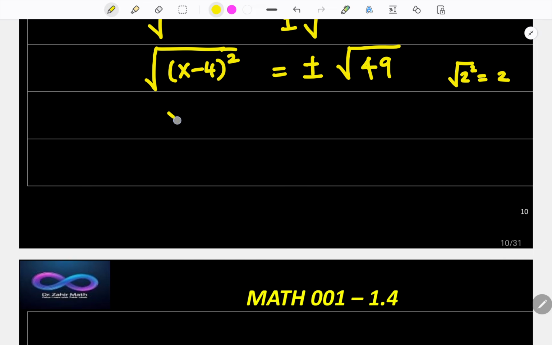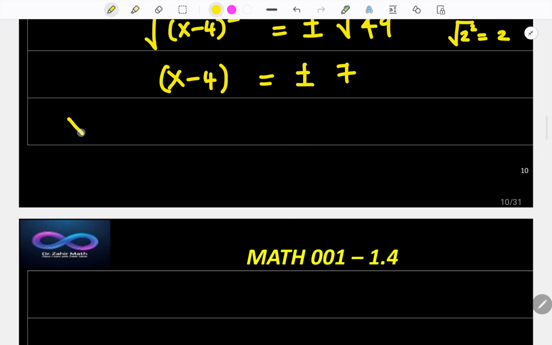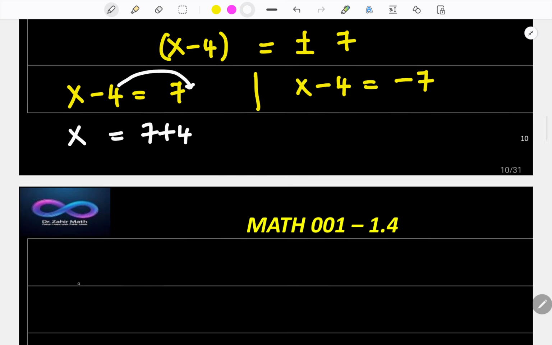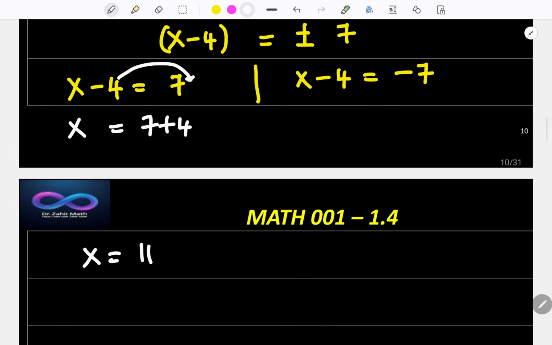Right. So the square root of x minus 4 the whole square, the square root and the square will go, which is equal to plus or minus, the square root of 49 is what? 7. Right? Yes. So it has two answers: x minus 4 is equal to plus 7 and x minus 4 is equal to negative 7. Clear? So x is equal to, this 4 goes that side, 7 plus 4. So x is equal to what? 7 plus 4 is equal to 11.